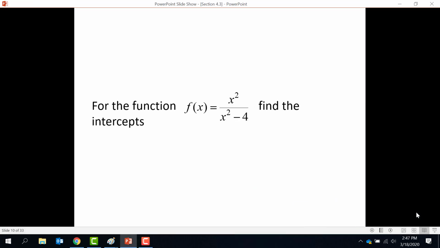We'll look at another example, again, step by step. You might want to pause the video and try and do this problem on your own, and then compare your work to what is on the video.